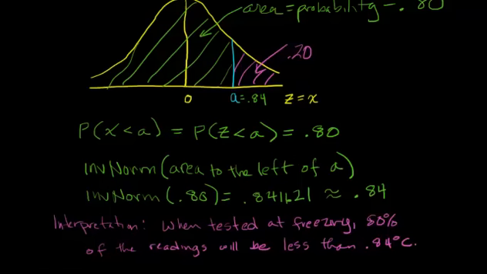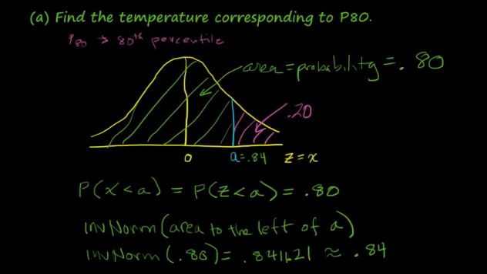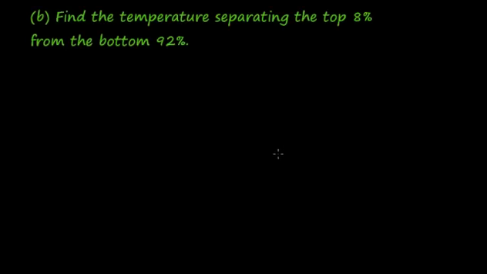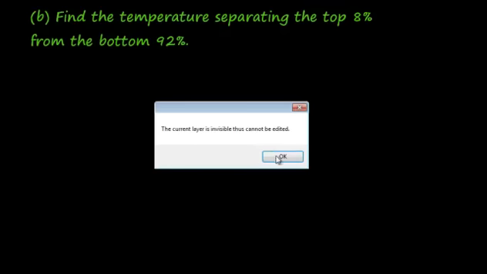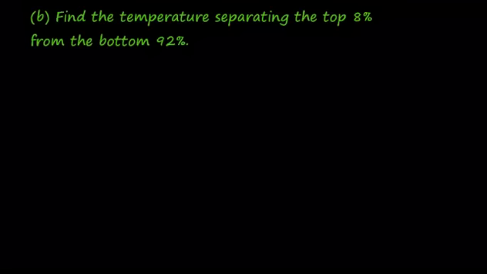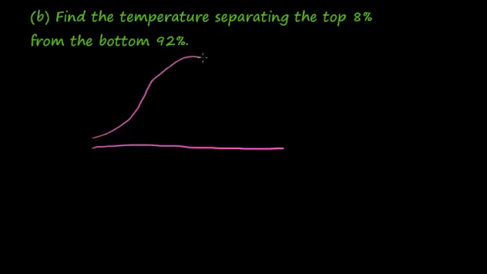Okay. Well, let's look at another problem similar to this. Let's find the temperature separating the top 8% from the bottom 92%. All right, so we've got to visualize what this looks like. Okay. Normal curve. You want to get in the habit of drawing these. Okay, here's my mean. Okay. Separating the top 8 from the bottom 92.